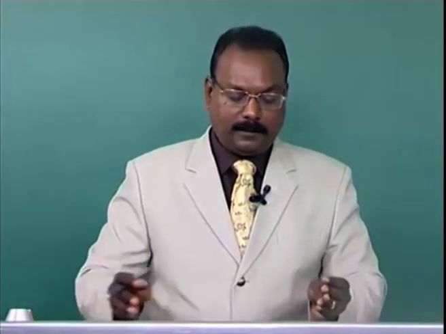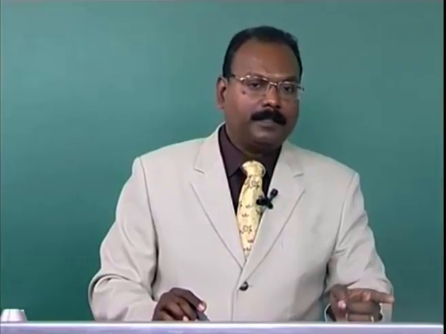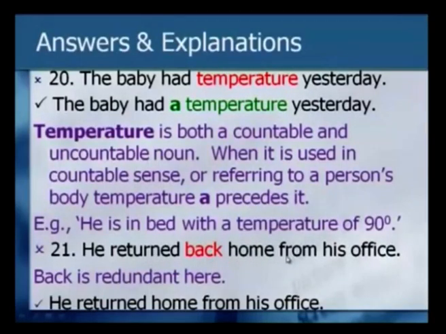Now, look at the next one. Already I gave you the clue. I said that this is an example of something that is used redundantly. What is used redundantly here is the word back, because as you looked at in the sentence front side, so side was redundant there because front is indicating the same sense when you put side there. Similarly, he returned back home from his office. Back is redundant here because he returned, that returning itself is indicating coming back.